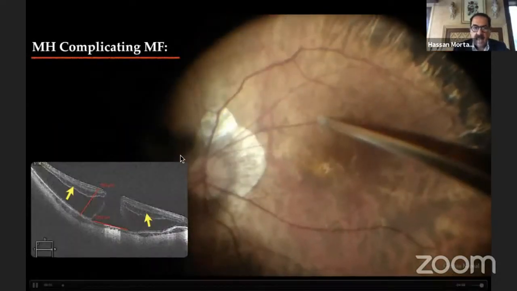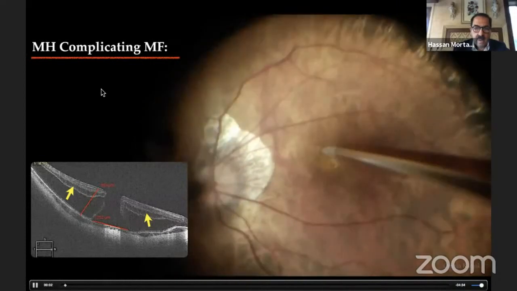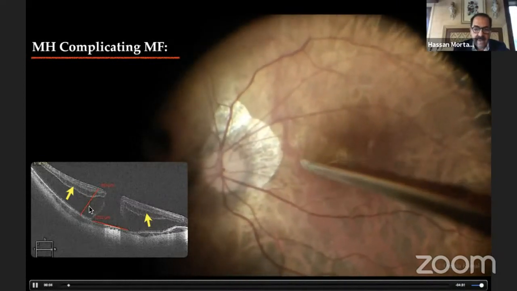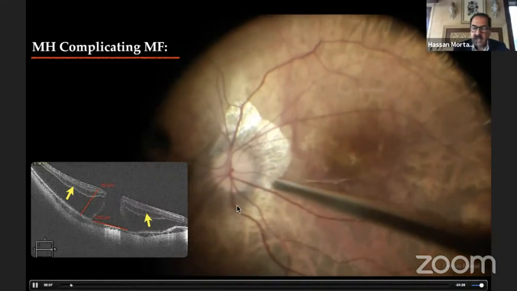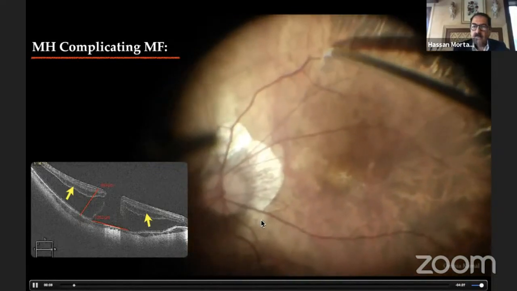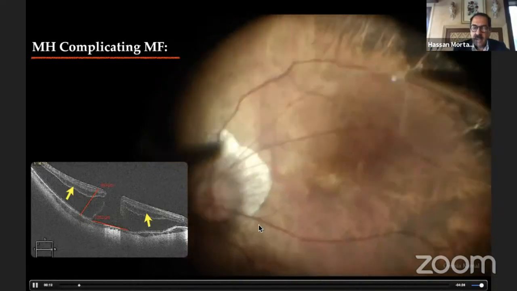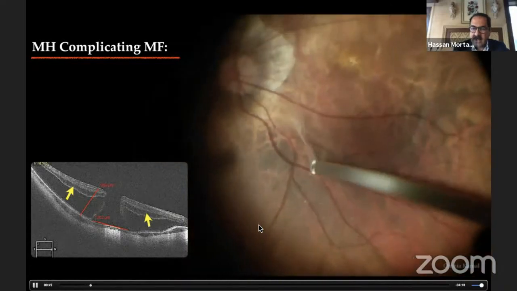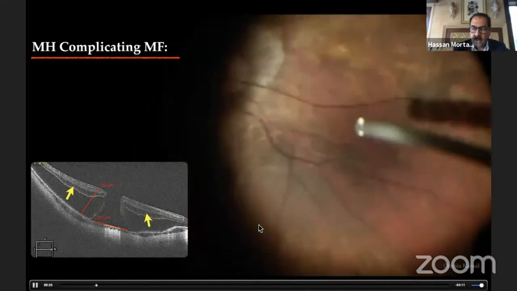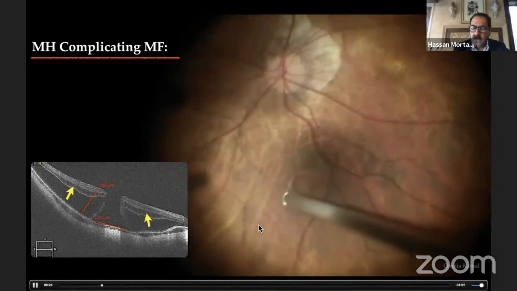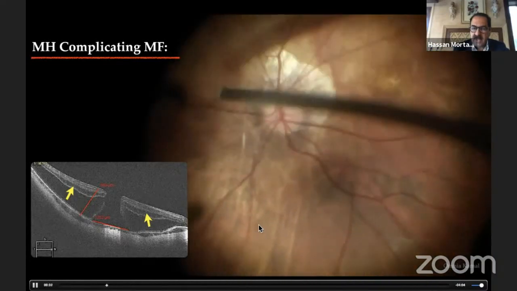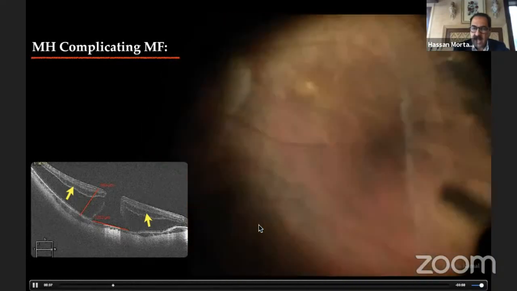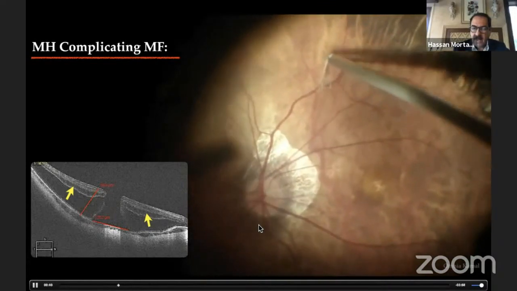This is the first type, myopic macular hole complicating foveoschisis. The posterior hyaloid was peeled, triamcinolone assisted, and then the brilliant blue is used to stain the internal limiting membrane.